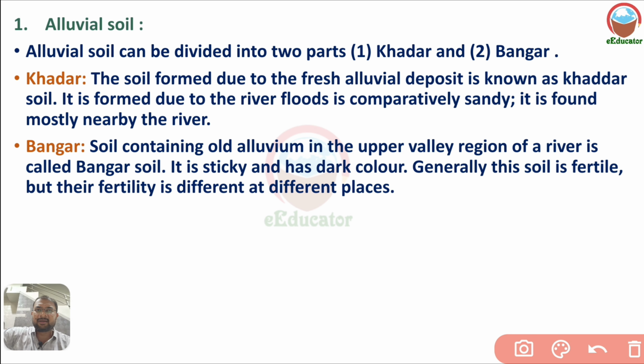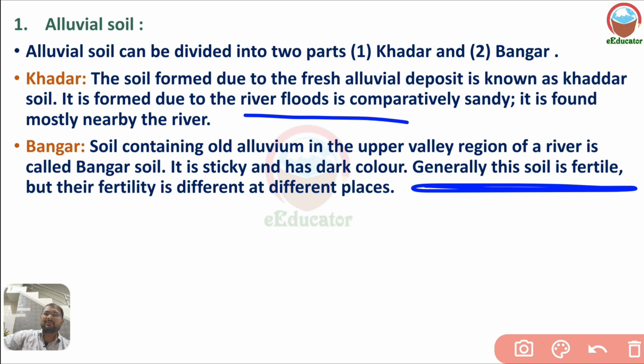And Bangar is older. The soil containing old alluvium in the upper valley regions of a river is called Bangar, and it is sticky and has a dark color. Generally this soil is fertile, and Khadar soil is less fertile because it is newly developed. Bangar is old, developed many years ago. But fertility differs from place to place. Punjab, Uttar Pradesh, Bihar and West Bengal possess this kind of alluvial soil.